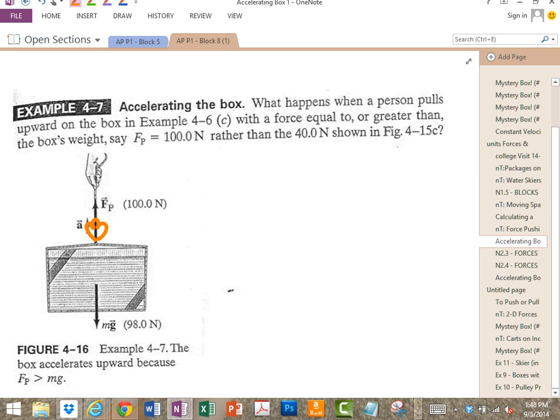Oh my gosh! I'm serious, it's weird. Why would they do this? I don't know. I want to know what the acceleration is of the box.